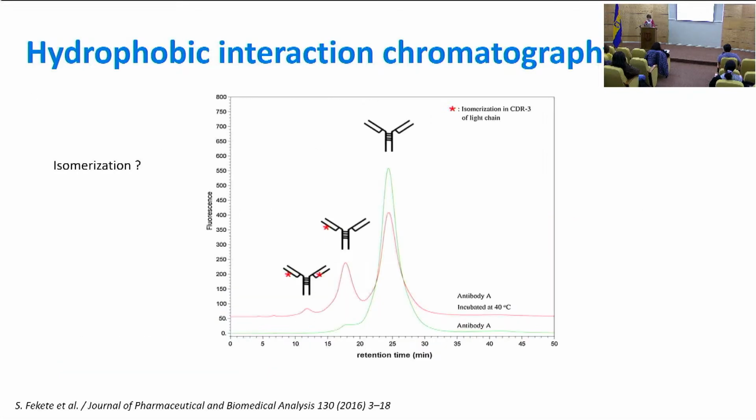So here, for instance, you can see a difference in the MAB profile between a normal one and the antibody incubated at 40 degrees. You can see differences in the profile obtained by hydrophobic interaction, and you see here two other hydrophobic species, less hydrophobic than the main peak, a hydrophobic variation.